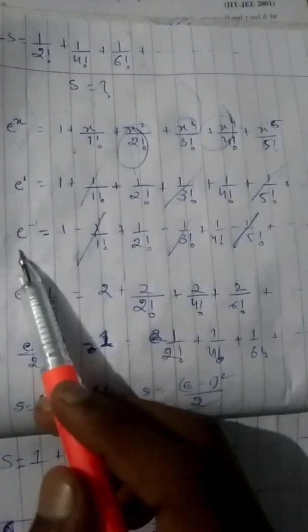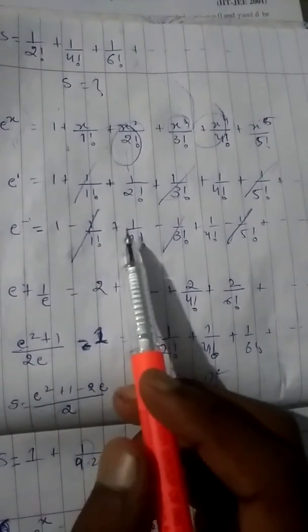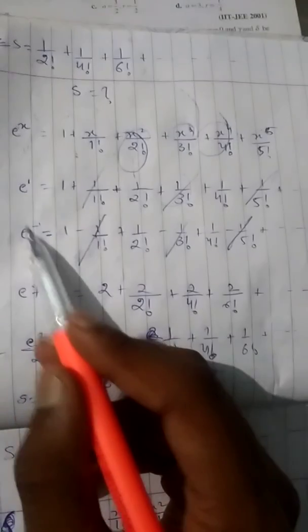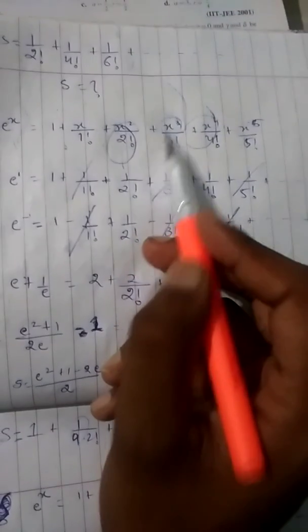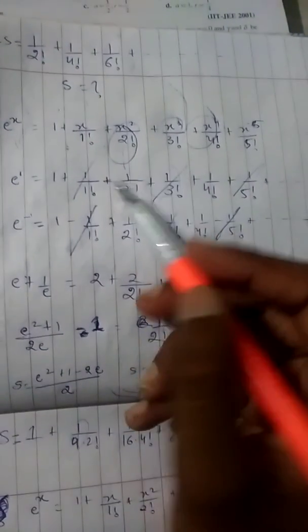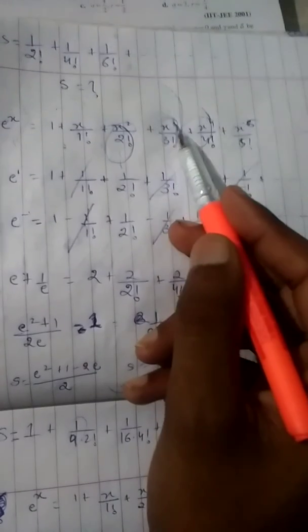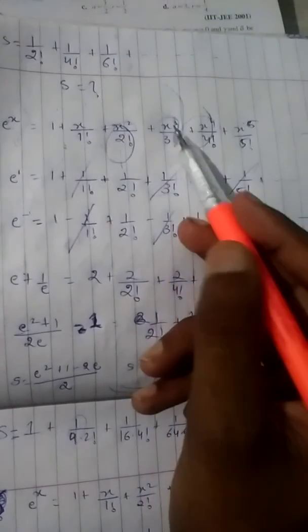So e to the power 1 will be 1 plus 1 by 1 factorial plus 1 by 2 factorial and so on, and e to the power minus 1 will be 1 minus 1 by 1 factorial plus 1 by 2 factorial minus 1 by 3 factorial and so on. Now why we used e to the power minus 1 is we don't want odd terms, we just don't want x cube, x to the power 5. We put x as minus 1 so that these terms can be negative and they get cancelled after adding.